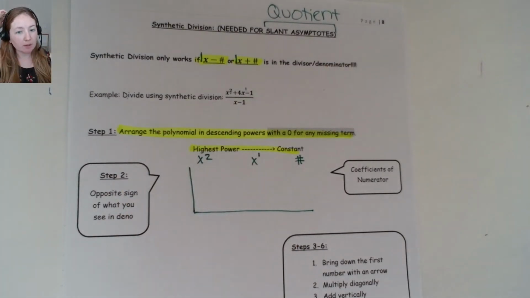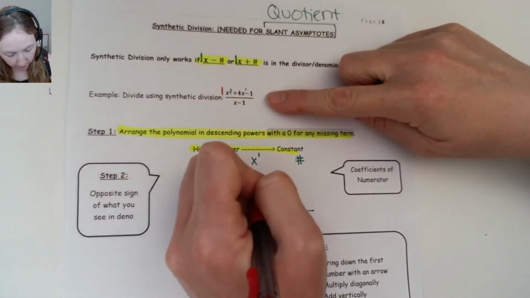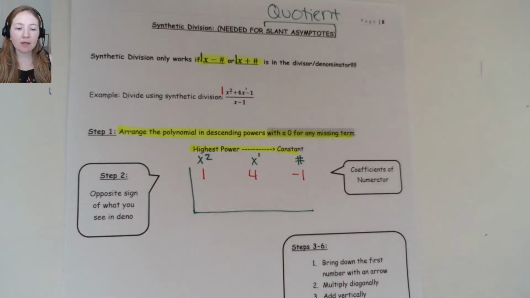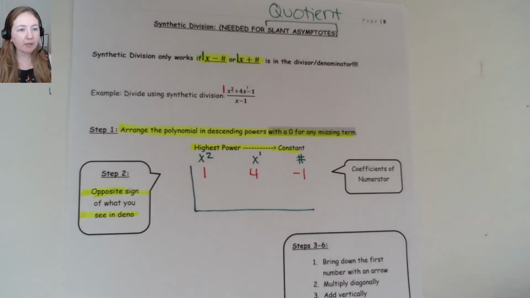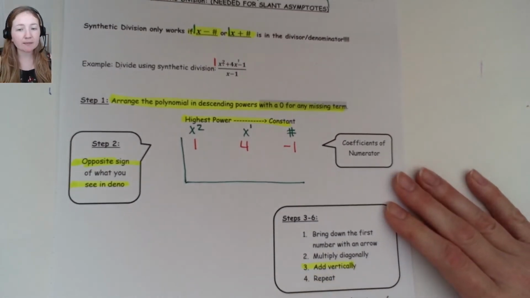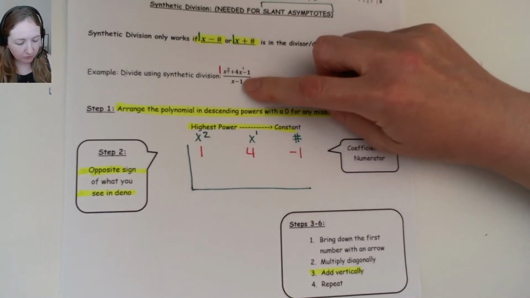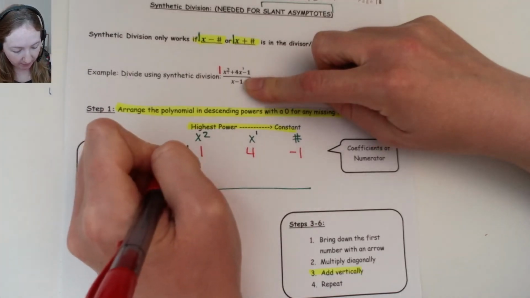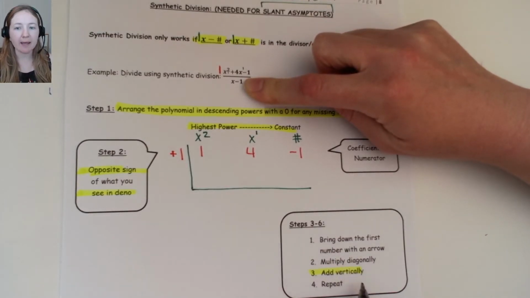Then we go to step 2. Step 2 is to create this L. On my L, I'm going to write the coefficients of the numerator. So here I have a 1, 4, and negative 1. Then to the left of the L, I'm going to write the opposite sign of what I see in the denominator. That is because ultimately we are going to be adding in synthetic division, and we know from our division process that we actually subtract. So this opposite sign takes into account that we really should be subtracting, but with synthetic division we add. So x minus 1, the opposite sign would be a positive 1. Always flip that sign because we are eventually going to be adding.